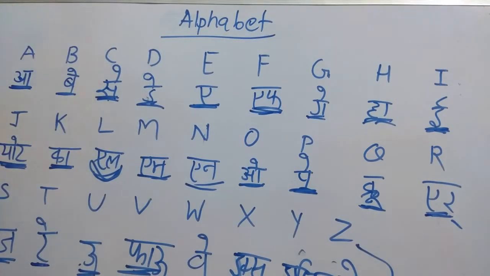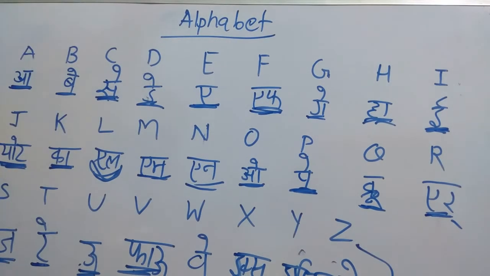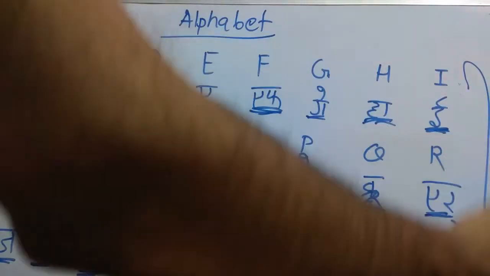Pronounce A to Z two or three times. It is very easy to learn. A, B, C, D, E, F, G, H, like this. These are the alphabet in German.